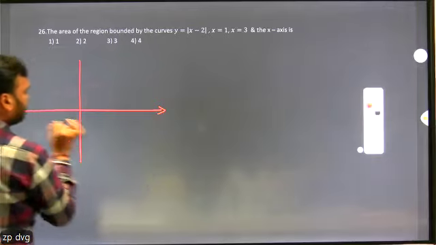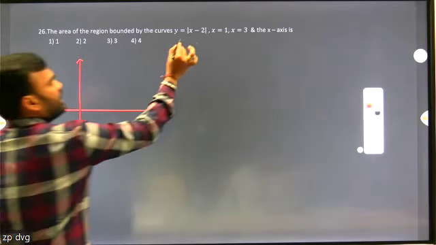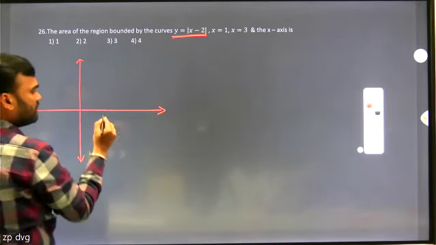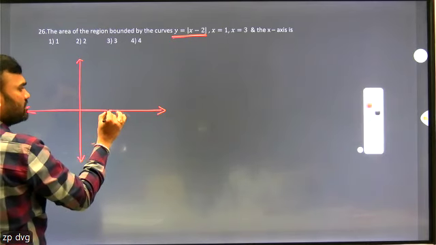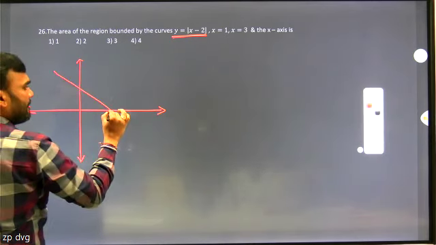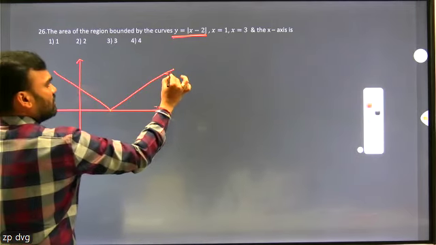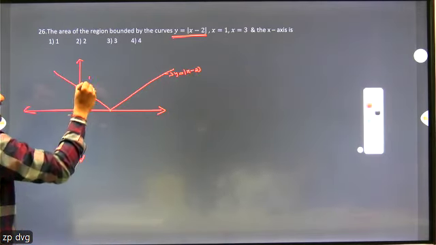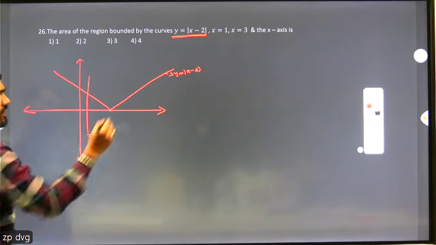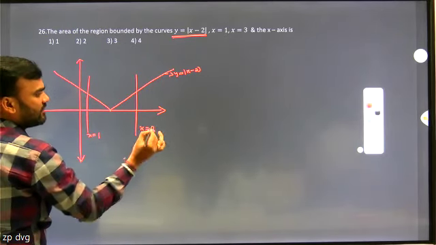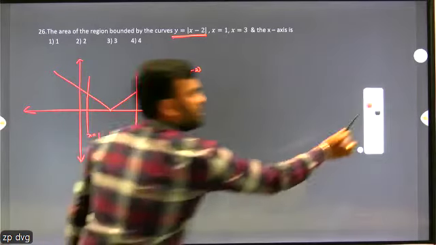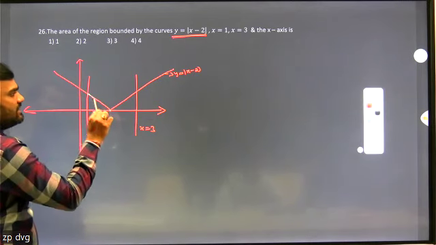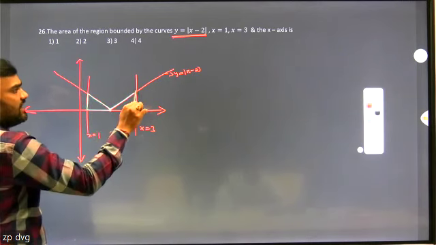How can we draw it? See, y is equal to modulus of x minus 2. I am equating here 2 means y is equal to 0. Correct? The graph of y is equal to mod x minus 2. They have given x is equal to 1 and x is equal to 3. That's why easily we know, I want to find out the area of the region bounded by. Correct? This area and this area.